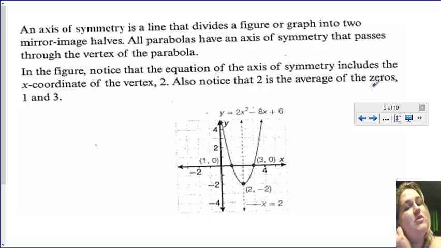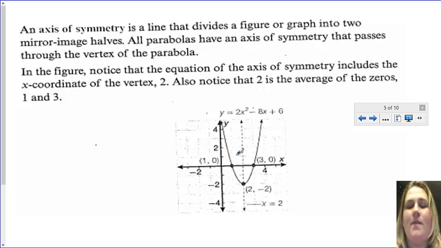An axis of symmetry is a line that divides a figure or graph into two mirror image halves. All parabolas have an axis of symmetry that passes through the vertex of the parabola. In the figure, notice that the equation of the axis of symmetry includes the x-coordinate of the vertex, 2. Also notice that 2 is the average of the zeros 1 and 3.